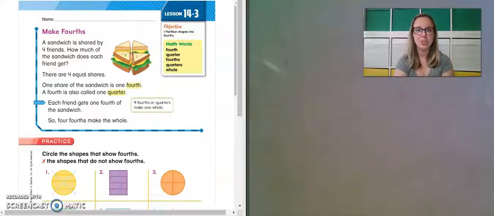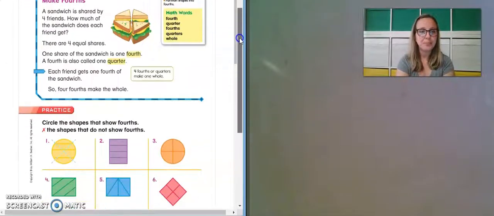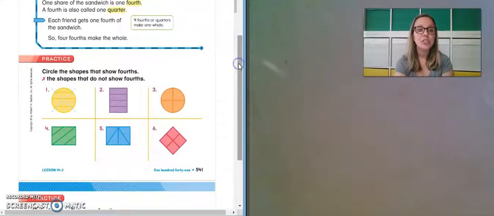So now let's go down to the practice part here. And it says, circle the shapes that show fourths. Put an X on the shapes that do not show fourths. Now, I want you to understand that each of these shapes are going to be broken into 4 pieces. But if the pieces are not the same amount, the same size and the same shape, then they're not equal, so they're not actual fourths. Okay, so what we're looking for is 4 pieces, all the same amount or the same size and shape.